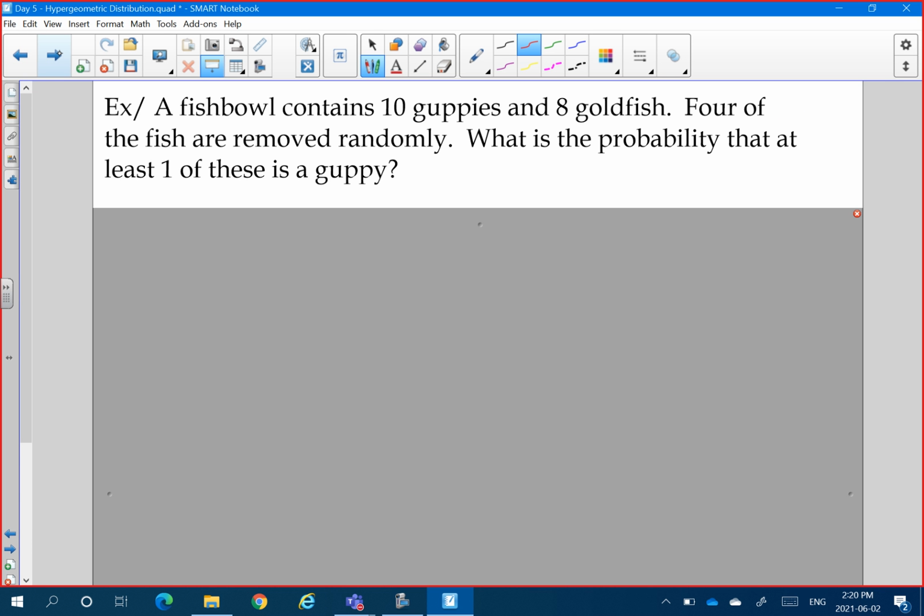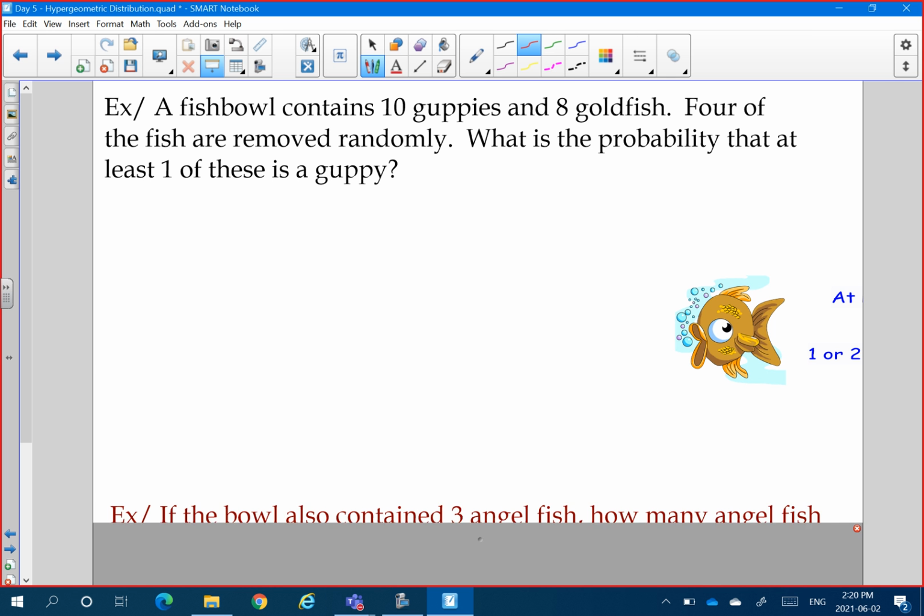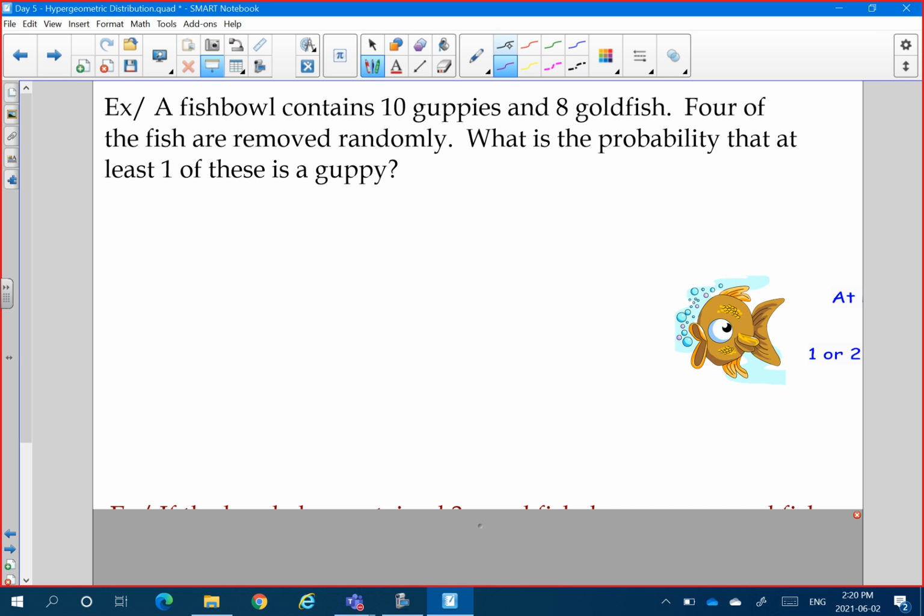For example, a fishbowl contains 10 guppies and 8 goldfish. 4 of the fish are removed randomly. What is the probability that at least one of these fish is a guppy? Let's see how much room we have here. Okay, so let's look at this in terms of a probability.